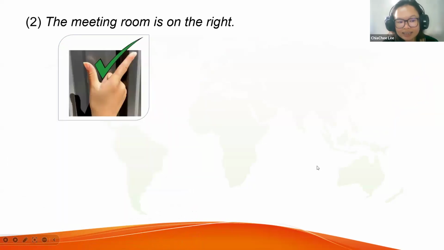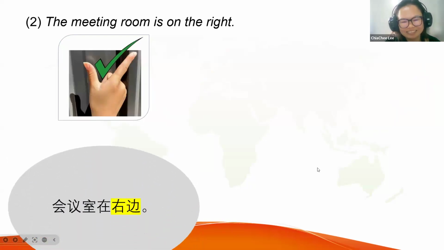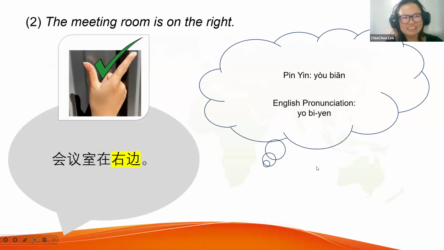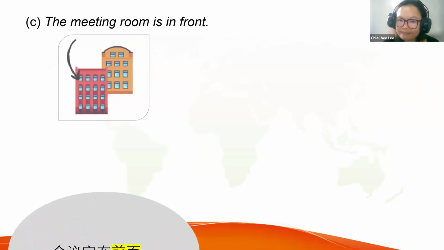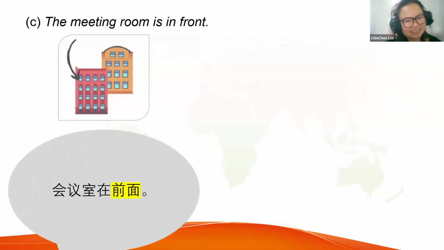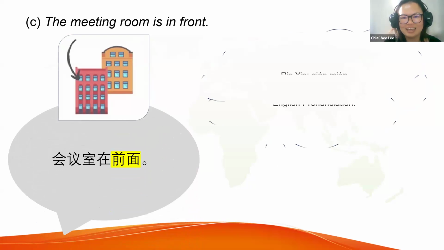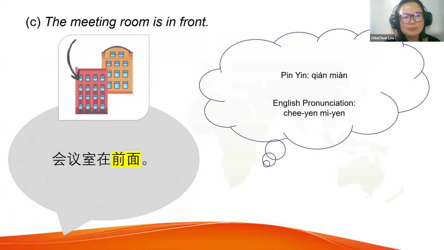And then we move on to the illustration of this tip. 会议室在右边. Correct. Now that we can easily differentiate between 左边 and 右边 using our hands, we move on to the eyes can see and the eyes cannot see. The meeting room is in front. 会议室在前面. Yes, the eyes can see is 前面.